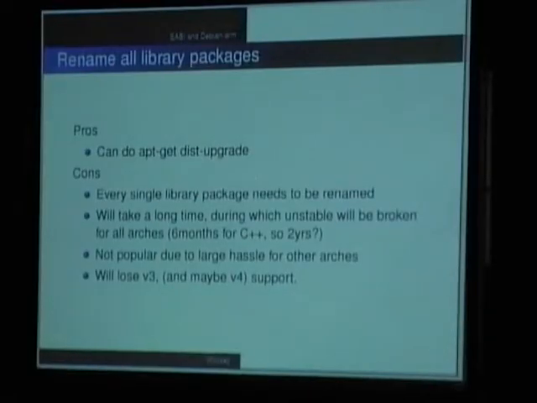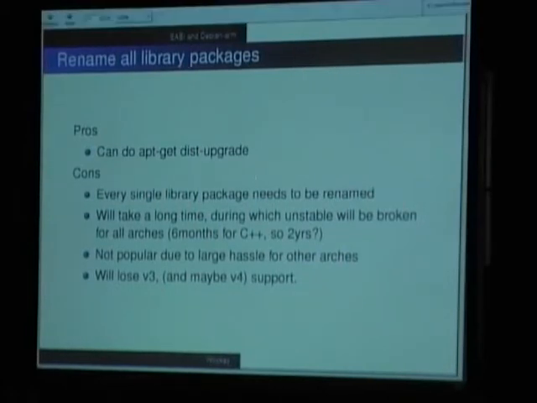You could just rename all the library packages. That's the classic transition mechanism within Debian. Whenever C++ people change their conventions again, we have to go through a lot of pain. The problem with that is that every single library package has to be renamed so that you can control the point at which you finally change over, which takes ages to manage. It was 6 months for the last C++ transition. If we had to do it for effectively everything that uses C, it might be a couple of years' worth.